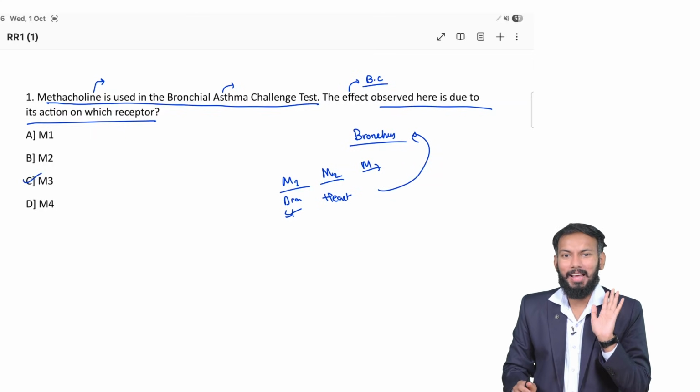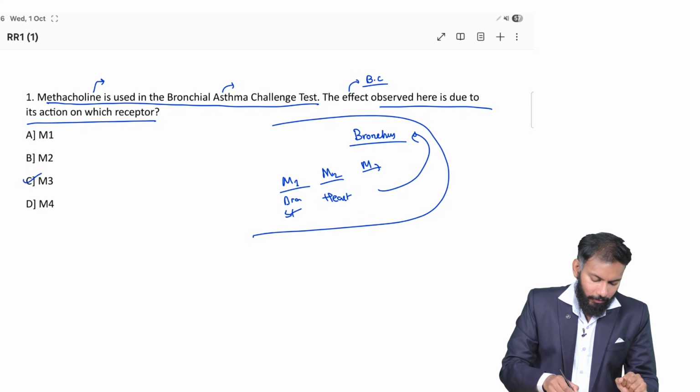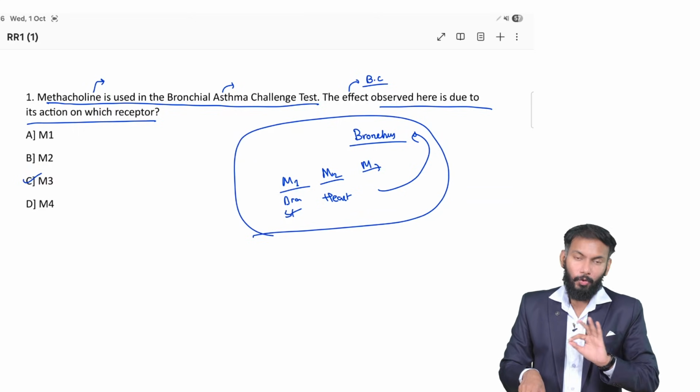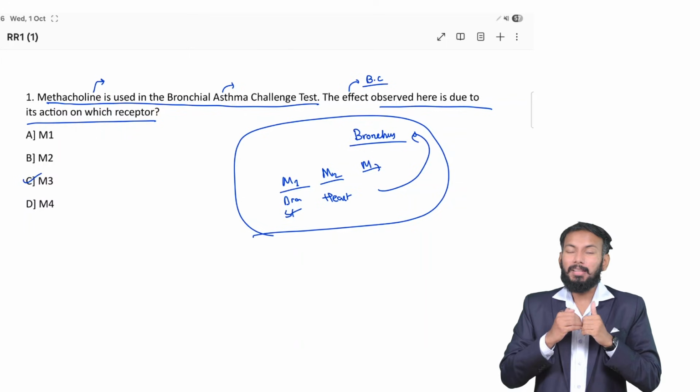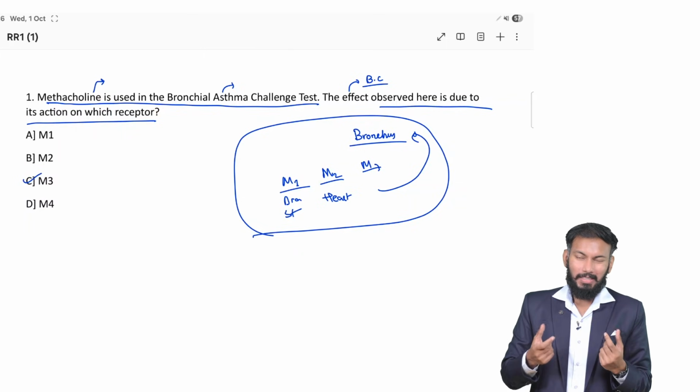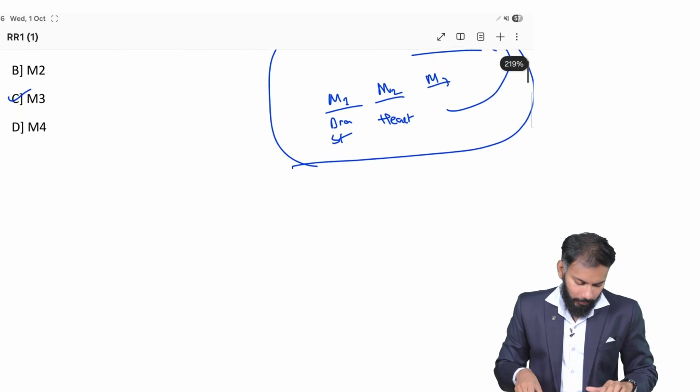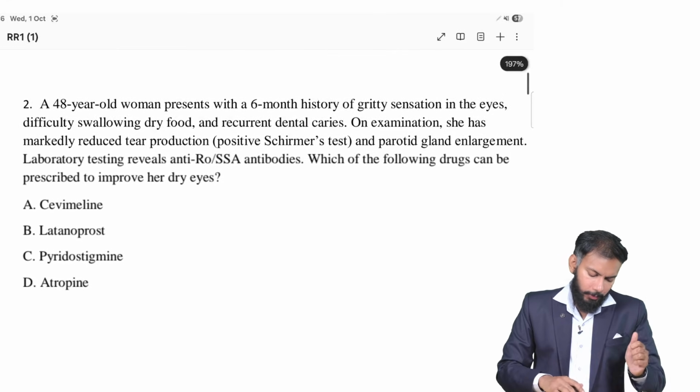This is the question that has been asked in NEET. So I told you, if you remember this flow and scheme, you will be able to answer even the new questions that you will get. That is why concepts are really important. Okay. So same thing. Next question.